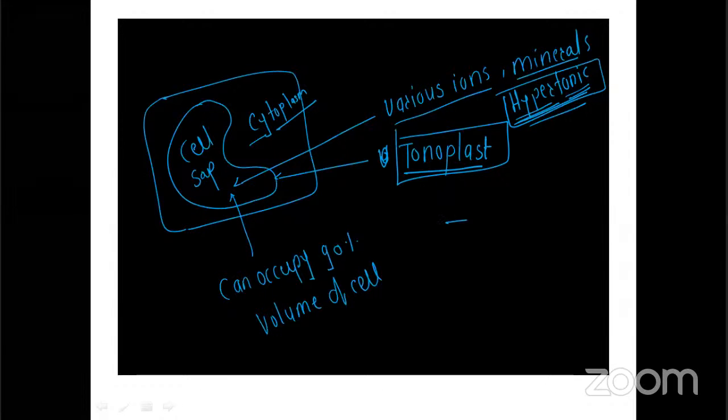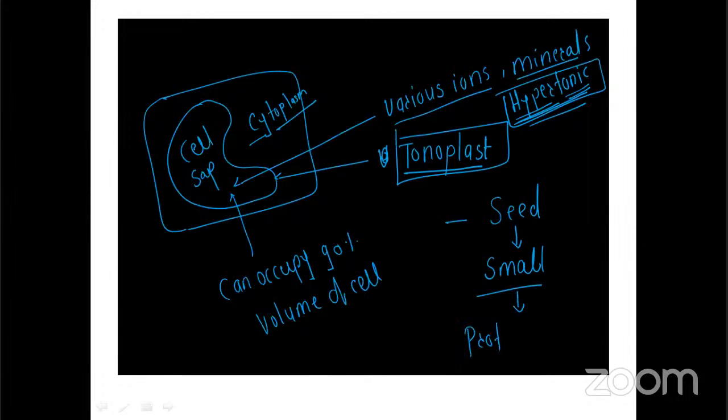In seeds, the vacuoles are present. Vacuoles are small in the case of seeds, and these vacuoles in seeds can store proteins. This protein is helpful for the growth of the embryo.